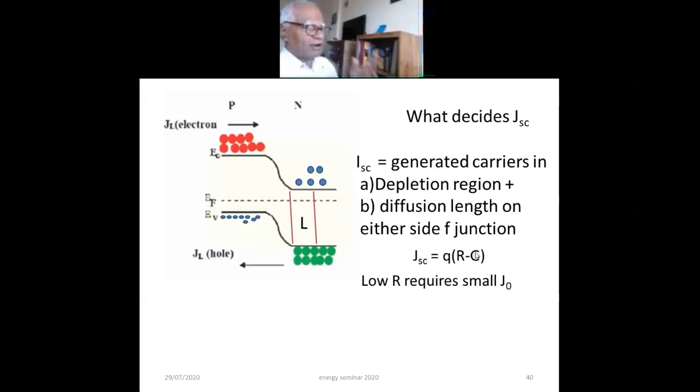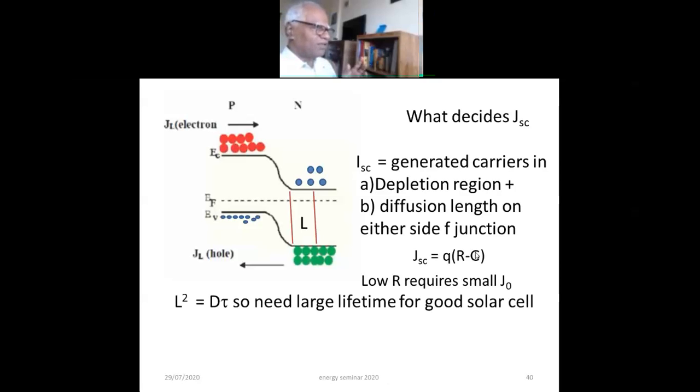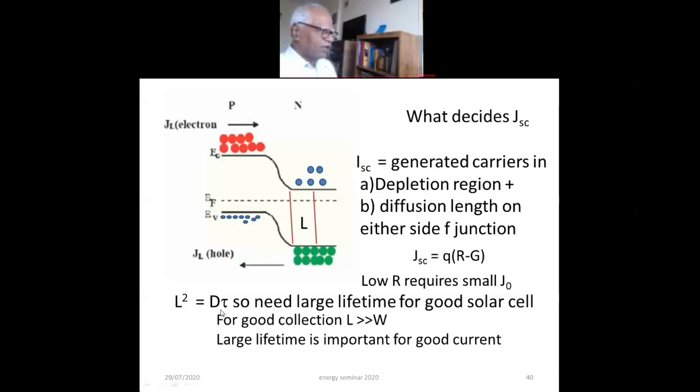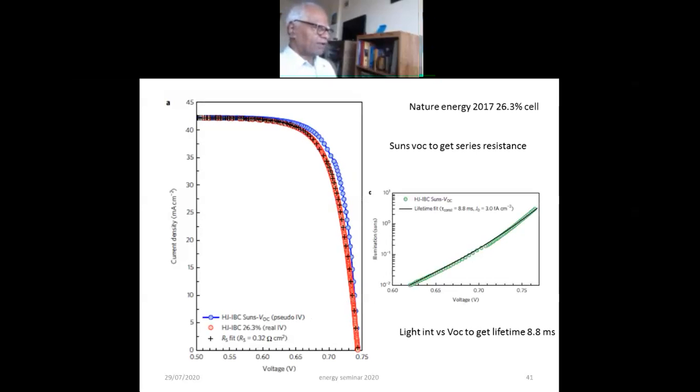So low recombination requires small J naught. For voltage, you require a small J naught. For good current, you require small J naught. So J naught is very, very important. And this shows up as L squared, where L is the diffusion length, equal to D tau. I will say it slightly differently. So, for good collection, the diffusion length must be much larger than the thickness of the cell. That means no recombination will take place.